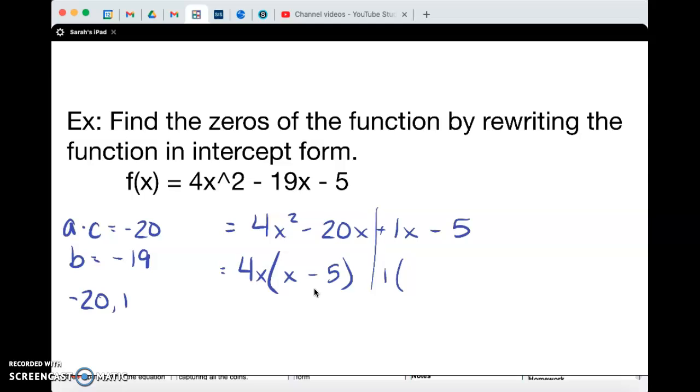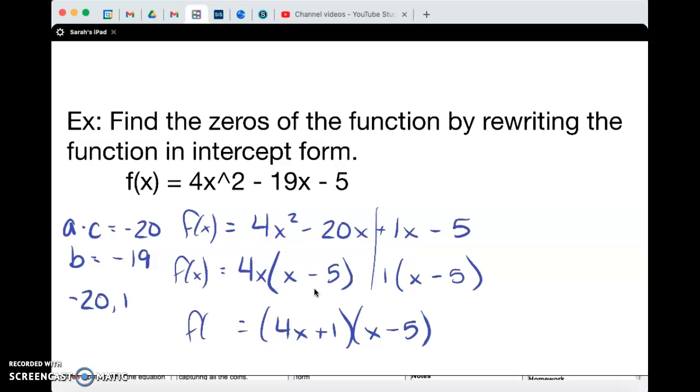You really don't even need to write that. I like to write it down so I can see how it factors. x minus 5 and 4x minus 1. Or it's plus 1, right? Sorry about that, the last one. Does it matter which order you put it in? Nope.